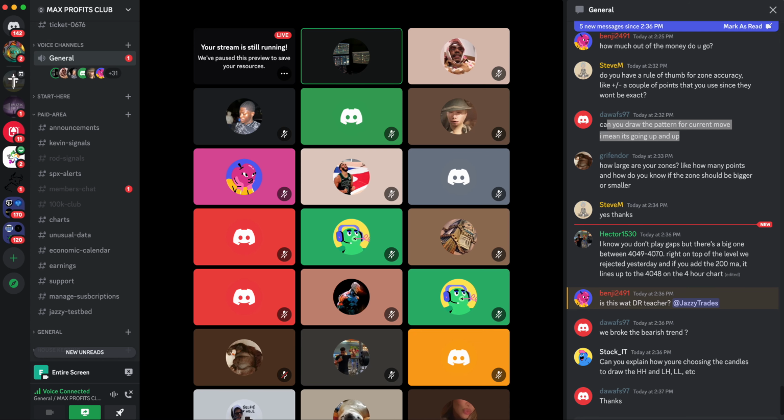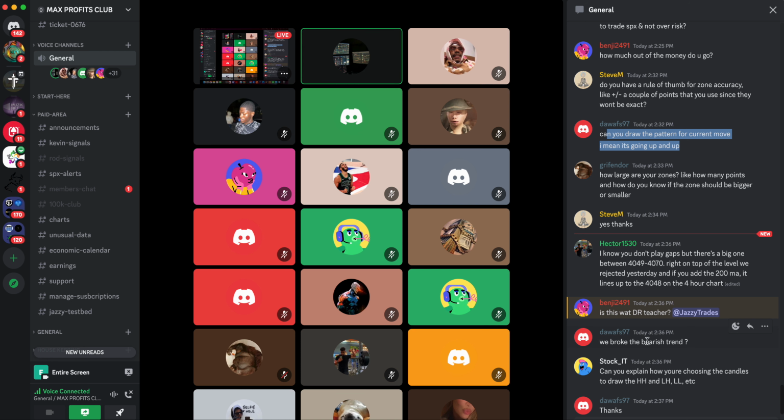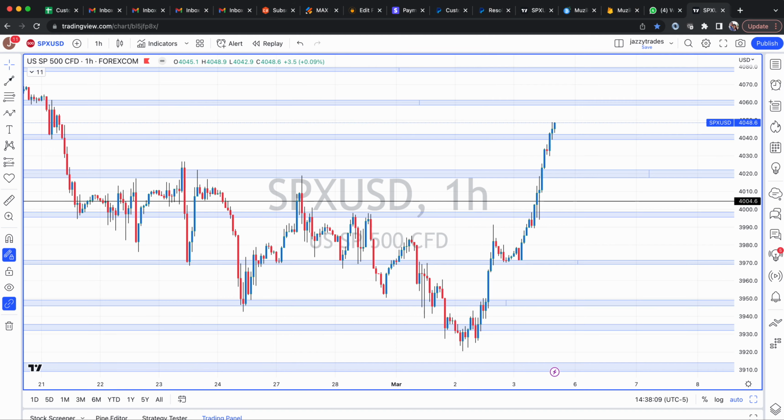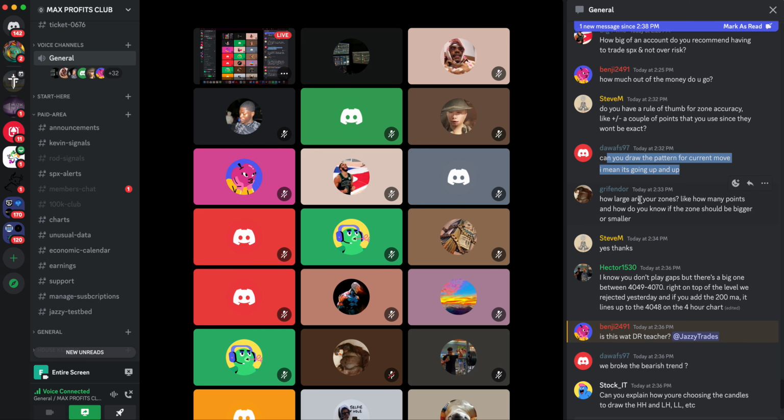Okay, back to Discord. Wednesday: how large are your zones? I think 4 to 5 points maximum. Yeah, see, 5 points. So this is the big one. Most of these are 4 to 5 points. Can you draw the pattern? I know you don't play gaps, but there's a big one at 4049 right on the top of the leverage, and if you add the 2 MA, it lines up.